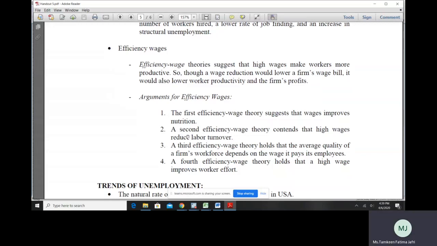The second reason why many organizations pay efficiency wages is because high wages reduce labor turnover. So if I'm working in this organization which is paying more than what other organizations are paying, I will think twice, because if I leave this job, I will not be able to find a job which pays as high wages as this particular organization. So this is actually going to reduce labor turnover.